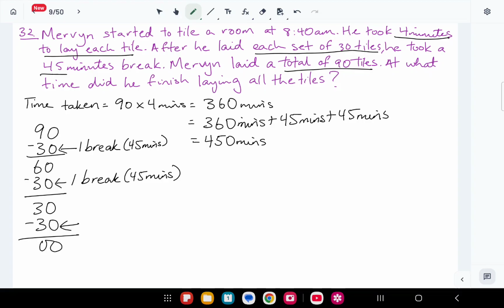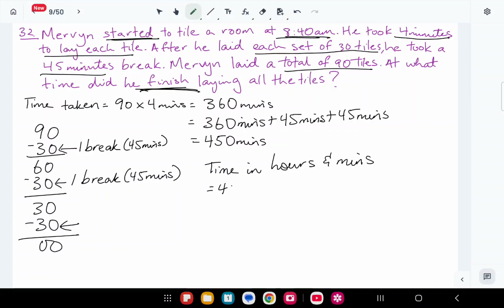The question asks now, at what time did he finish laying the tiles? So what time did he finish? From this information, he started at 8:40 a.m. So now we want to convert this 450 minutes into hours and minutes. So we take time in hours and minutes.